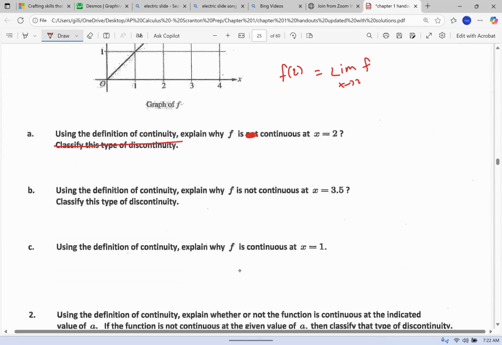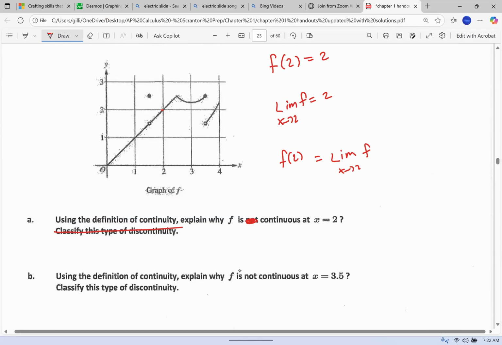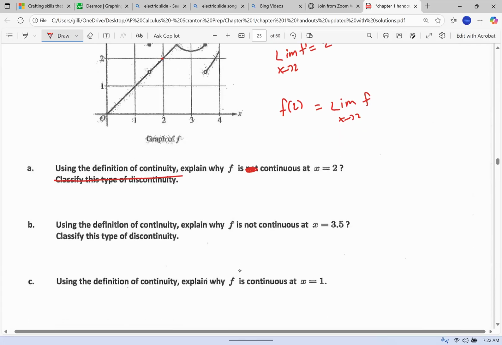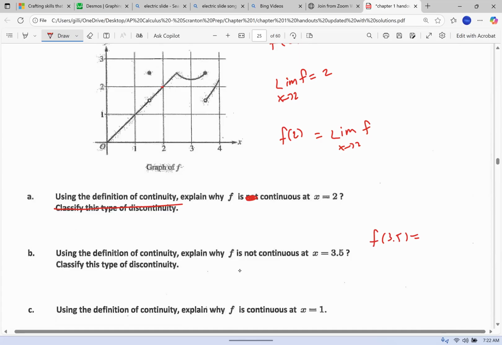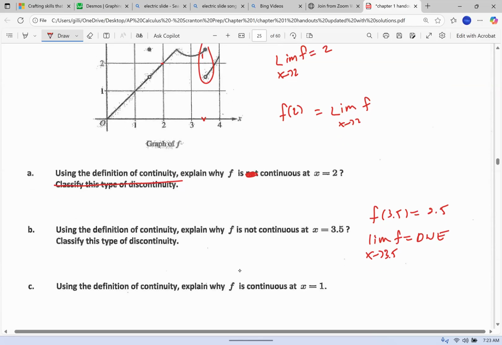In part B, how about 3.5? So we do again, f at 3.5. We're looking for the closed circle now. We've got it probably at about 2.5. So here's 3.5 up and over is about 2.5. But definitely we don't have a limit. So the limit as x approaches 3.5 of f does not exist. In fact, we have a jump discontinuity there.